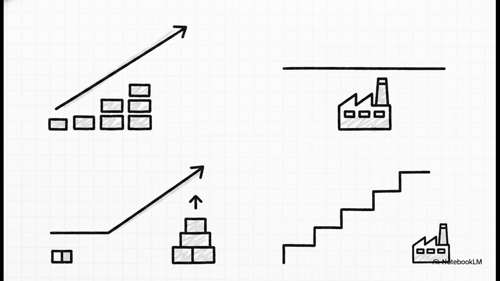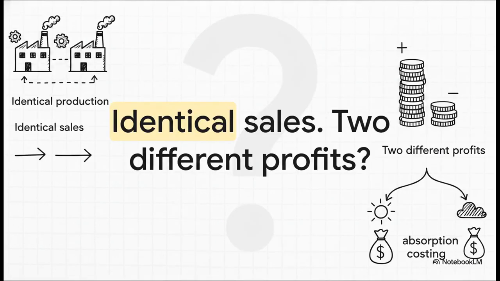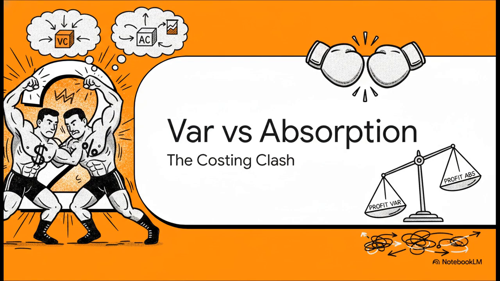Fixed costs, like a $10,000 a month factory lease, well, they stay exactly the same whether you make one single unit or 1,000. We've also got semi-variable costs that kind of mix the two, and step costs that stay fixed until you hit a certain capacity, and then boom, they jump up because you had to, say, rent a second factory. And that brings us right back to our central problem: identical production, identical sales. Two totally different profit numbers. If the physical reality of the business hasn't changed at all, how on earth can the financial statements tell two completely different stories?